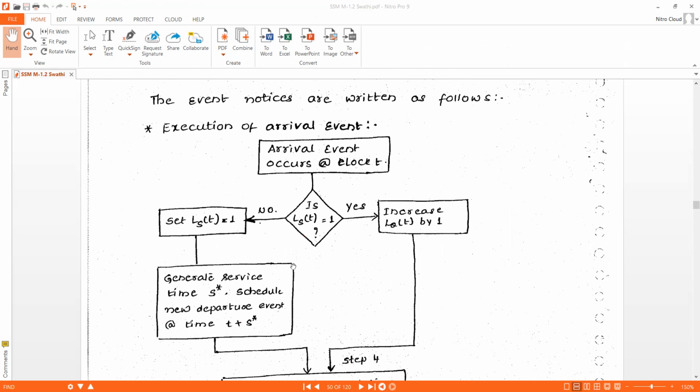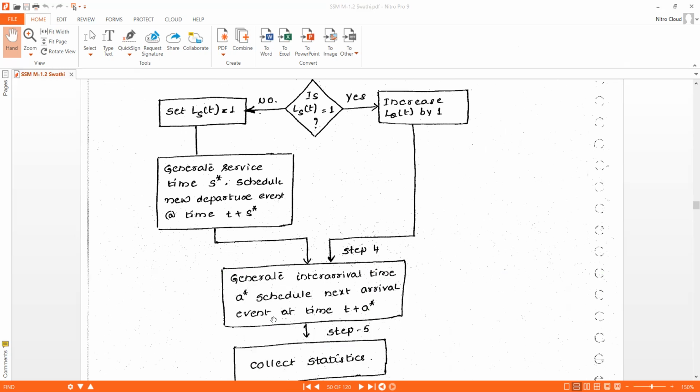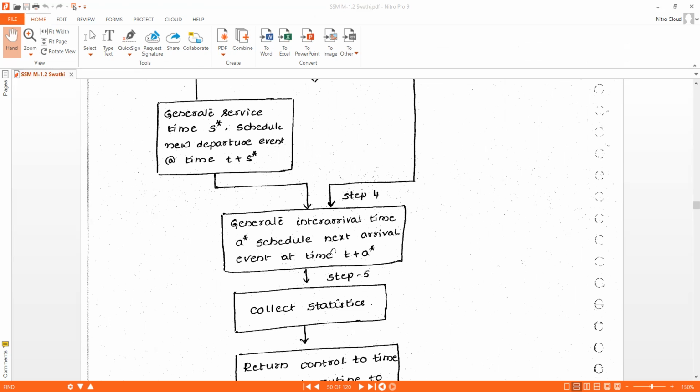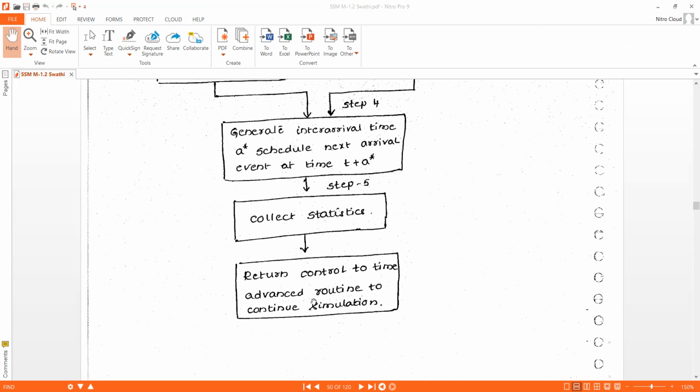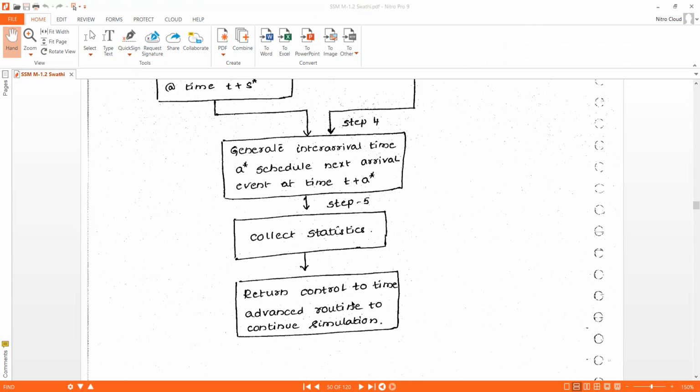Event notices are written like this. Execution of the arrival event: the arrival event occurs at clock t. If LS of t is equal to 1, that means the server is busy, so increase LQ of t by 1, that means the customer who has arrived will be sent to the queue. If LS of t is equal to 0, then set LS of t to 1, and serve the customer who has arrived. Generate service time S star, and schedule the new departure event at time t plus S star. Next, generate the inter-arrival time A star, and schedule the next arrival event at time t plus A star. Collect the statistics, and return the control to the time advance routine to continue the simulation. This is the process.